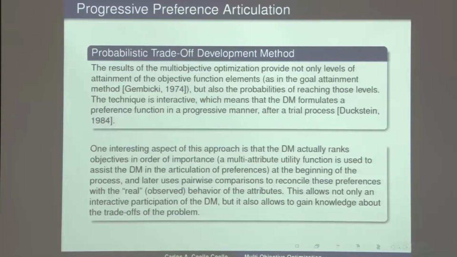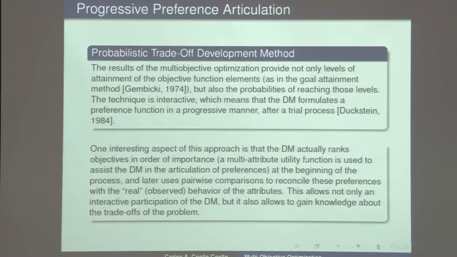So in this case, the results of applying this method provide not only levels of attainment of the objective function elements, but also the probabilities of reaching those levels, which is also very nice. This is an interactive method. This means that the decision maker formulates the preference function in a progressive manner. So it's a trial and error process. At the beginning, perhaps I don't have a very clear idea of what I want, but once I see the solutions the method is obtaining, I will set up my goals.